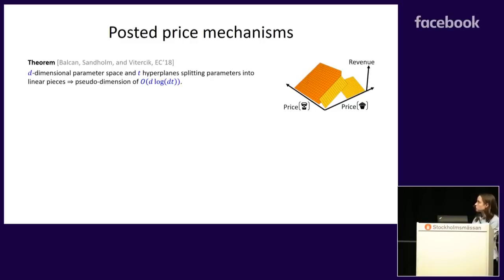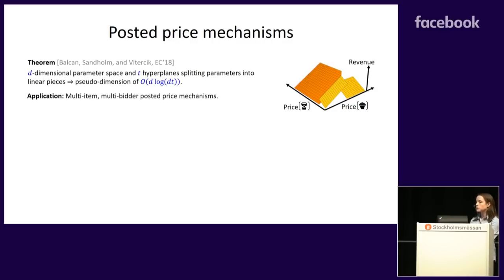Okay. So the first one I'm going to talk about is posted price mechanisms, which we saw before. Just to remind you, what this general theorem is basically saying is that if our parameter space is d-dimensional, so if our mechanisms are defined by some d parameters, and if there are t hyperplanes splitting this parameter space into regions where profit is linear, or revenue is linear, then our pseudo-dimension is basically d log dt.